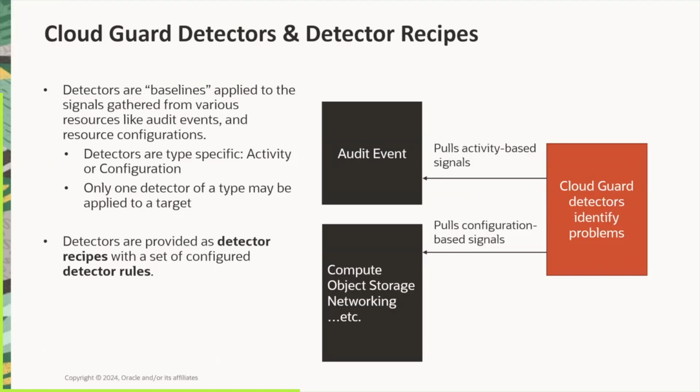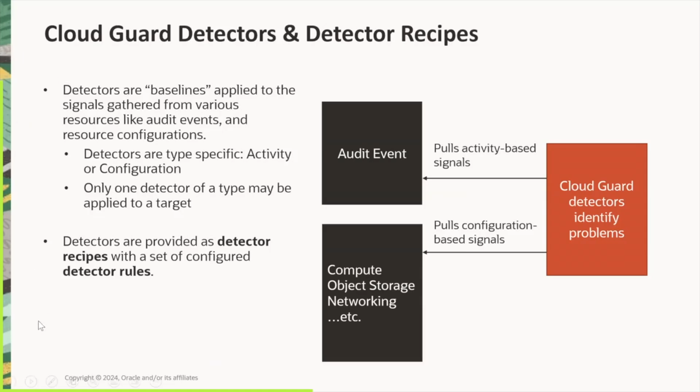So these detector recipes are getting the events from the OCI audit events. So all of the information from the audit events is pulled to the CloudGuard, and that is how the CloudGuard will basically monitor the changes that are happening in the OCI tenancy. So we have three different kinds of detector recipes. One is the configuration detector recipe, the activity detector recipe, and another one is the threat detector recipe.